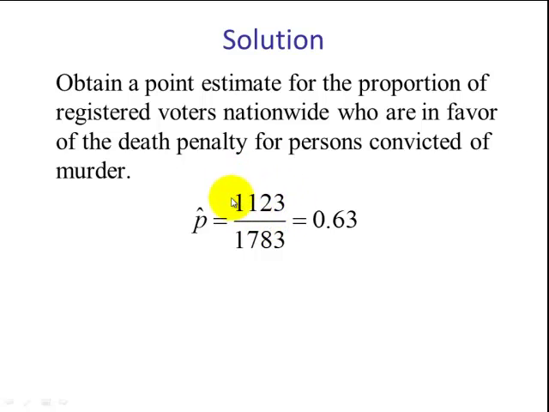How many people were in favor of the death penalty? 1,123 divided by n. How many people were in the sample? 1,783. We divide these and we get 0.63. That is our point estimate for the proportion of registered voters nationwide who are in favor of the death penalty for persons convicted of murder.